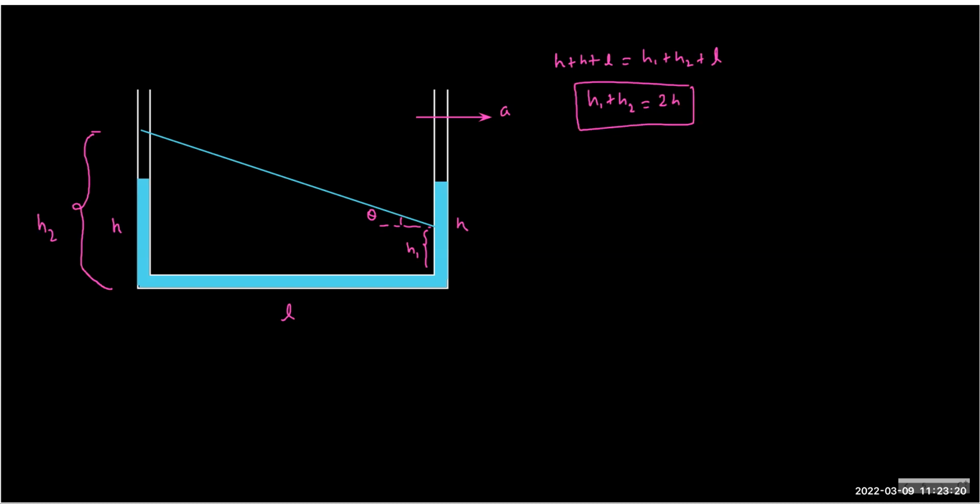And why are we writing like this? Because the area of cross section of the tube is the same, so volume is conserved, and conservation of volume is as good as conservation of length, because for a tube, the volume is L into area. Understood? The other part is the same. So tan theta you can write as H2 minus H1 by L equals A by g. That's your lookout.